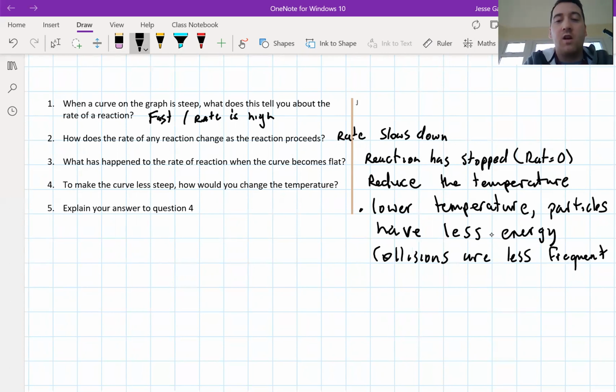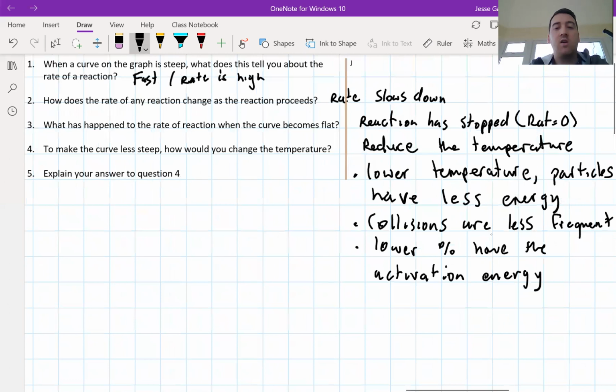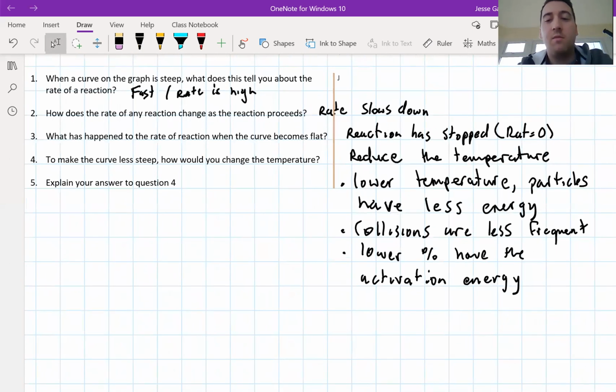So you should definitely mention the frequency of collisions, and a lower percentage of them have the activation energy. So a lot of them don't have enough energy when they collide anymore. So you don't get as many successful collisions. All right, so that would be a very good answer, explaining your answer to question 4. Lower temperature: the particles have less energy, collisions are less frequent, and a lower percentage of them have the activation energy.